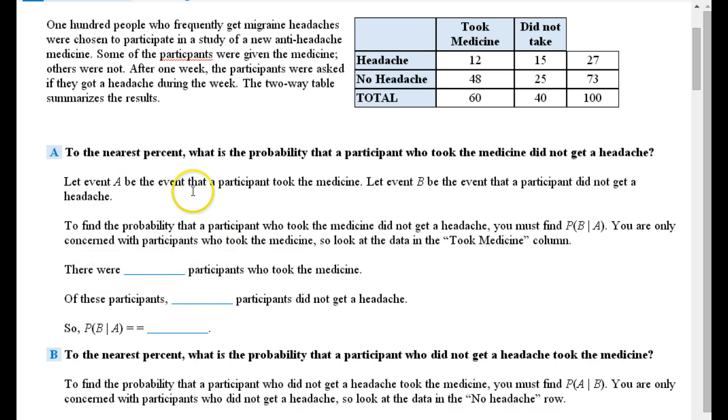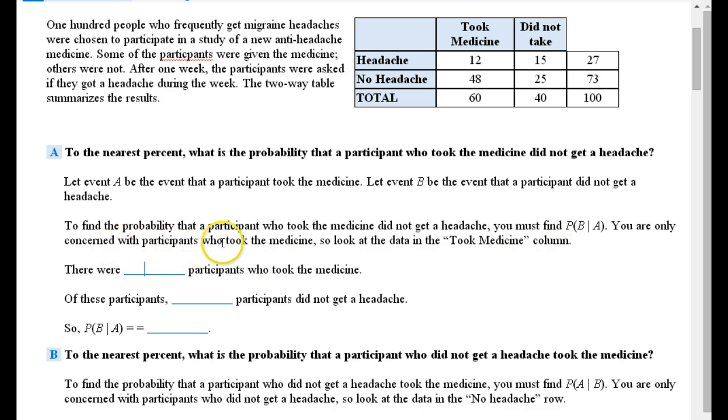It says let event A be the event that a participant took the medicine, and B be the event that they did not get a headache. So to find the probability took the medicine, did not get the headache, you must find the probability of B, that they did not get a headache, given A, that they did take the medicine.